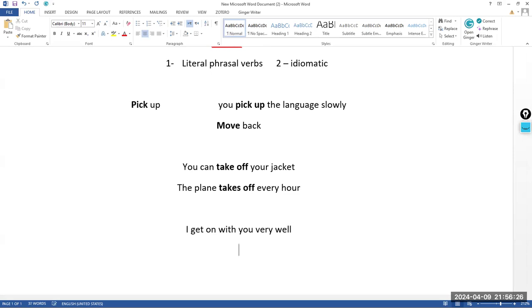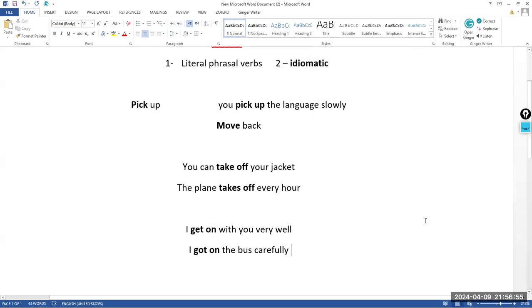We have another example: I get on the bus carefully. Notice that we have two phrasal verbs, get on and get on. Keep in mind that get on the bus means يصعد. This is a literal phrasal verb. But get on with means يتفق مع. This is idiomatic. Please be careful.